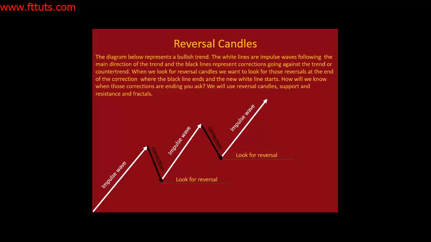How will we know when those corrections are ending, you ask? Well, we will use reversal candles, support and resistance, and fractals. Up is the impulse wave. Down is the correction. Again, you go up, there's the impulse wave, and down, the correction. The impulse wave goes up, and at the bottom of the correction, look for reversal.